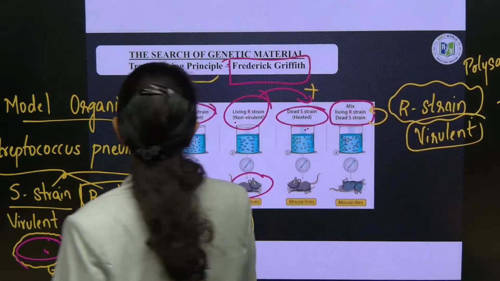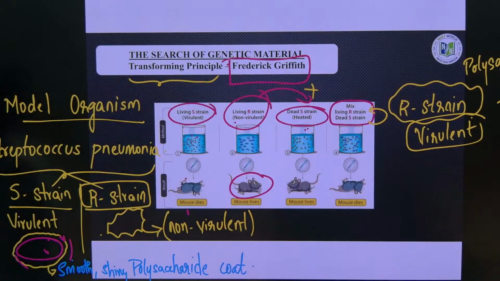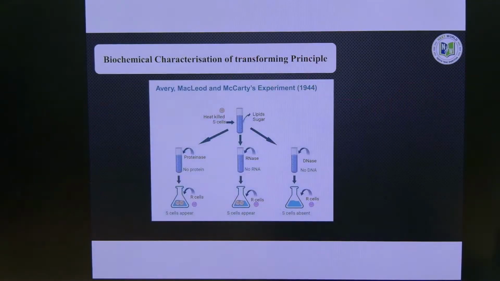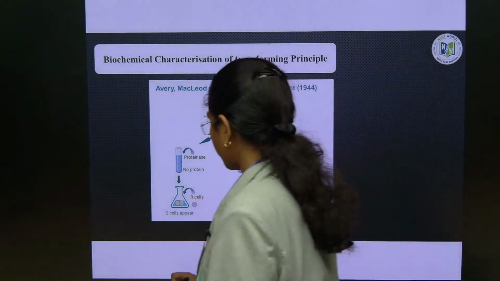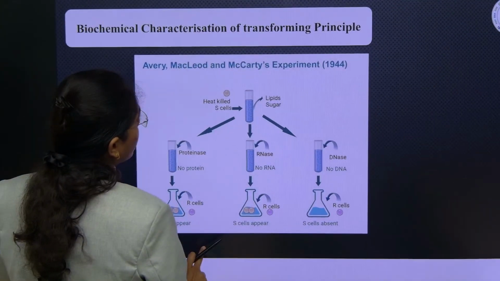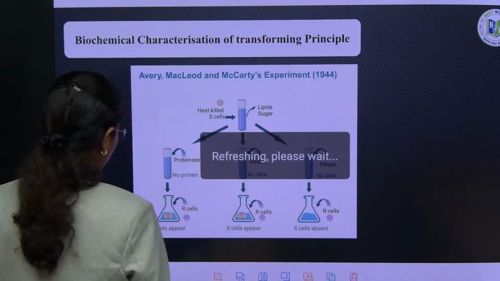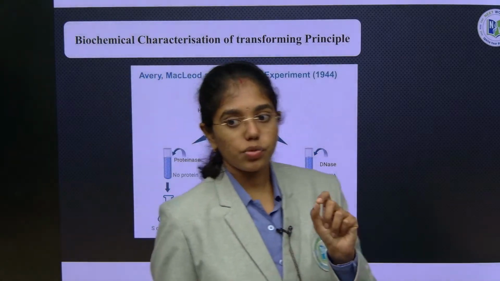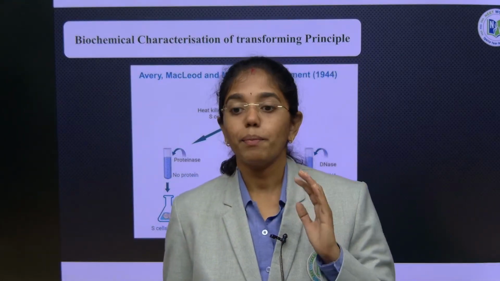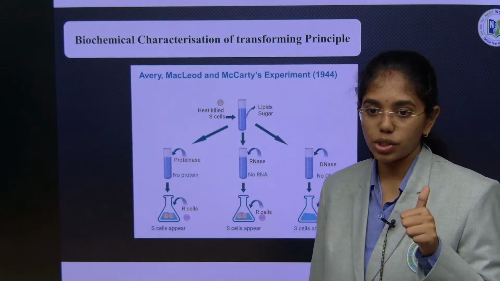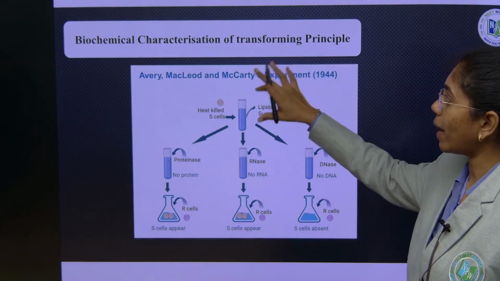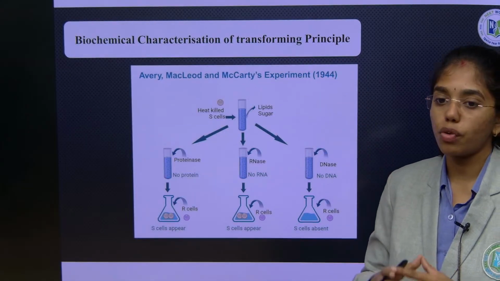Fine, you are clear with the 4 steps of the search for genetic material, right? Now, biochemical characterization of transforming principle. Now you have got an idea that something is being transferred so that the R strain becomes virulent, but you have to identify what is actually transferred. So that experiment is addressed as biochemical characterization of the transforming principle.